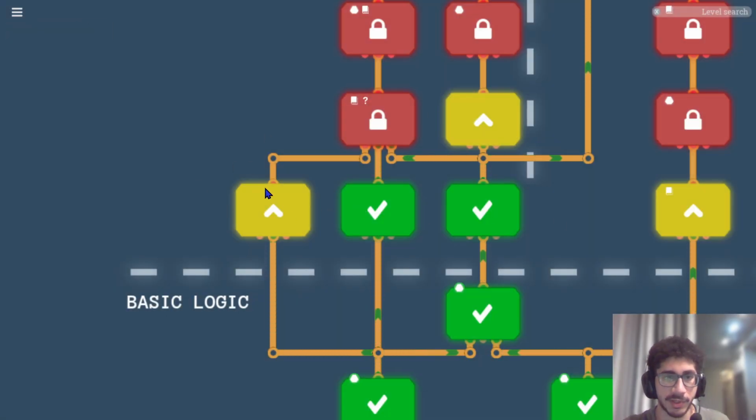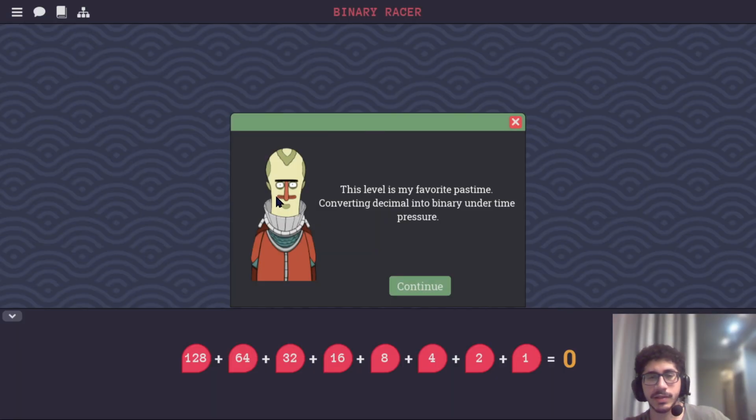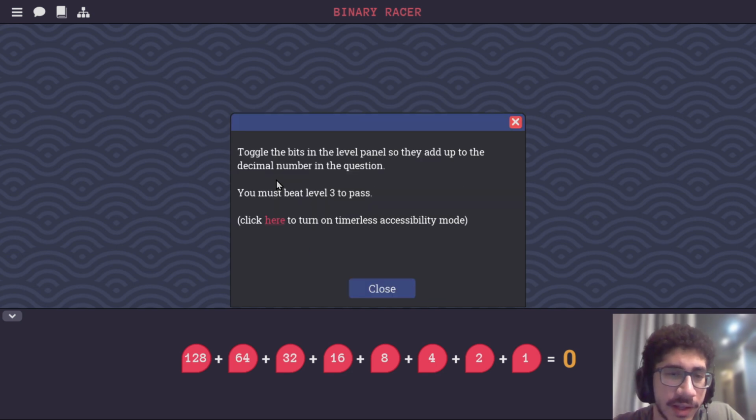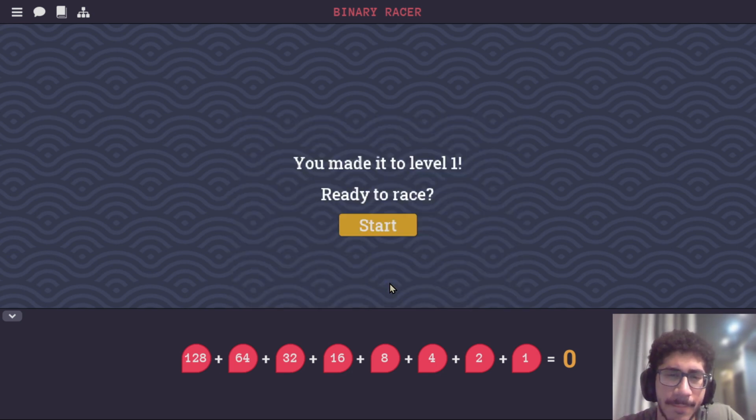So remember, we're doing arithmetic work here. So this is my favorite pastime. Converting decimal into binary under time pressure. Actually, I've not converted decimal into binary in a long time. Not that long, but it's like 4 or 5 months. It must be level 3 to pass. Okay. You made it to level 1, right, Therese?